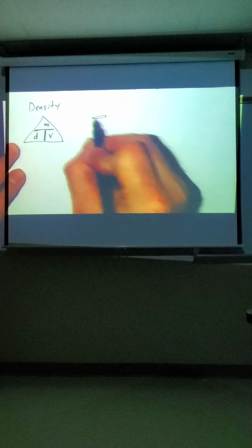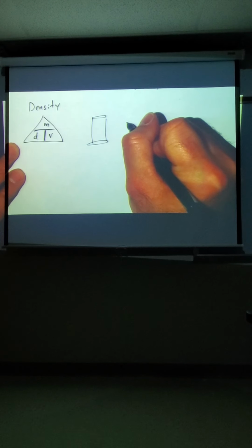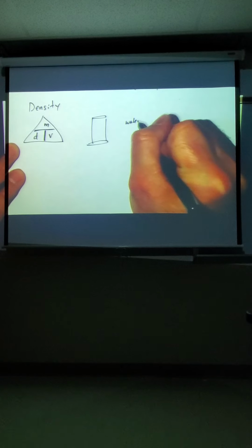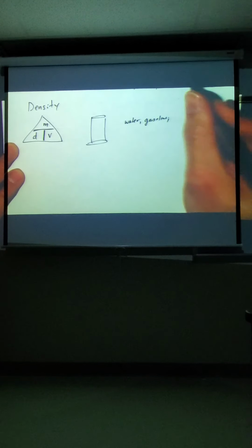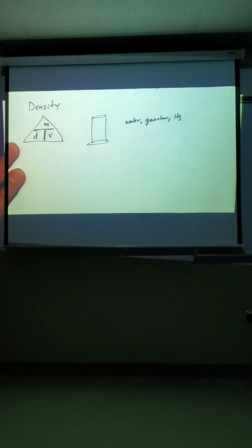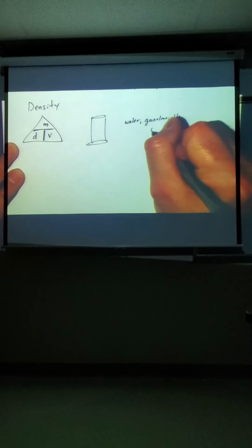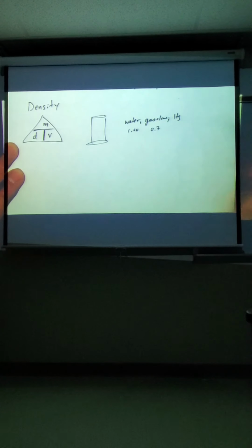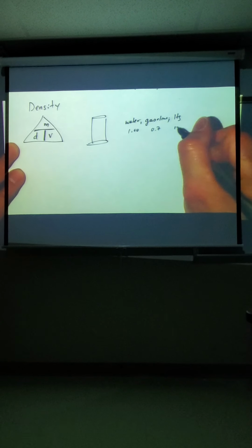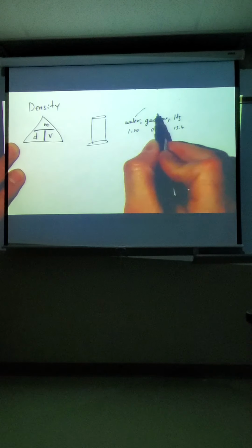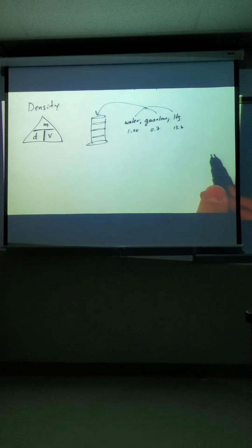So if you were to have a graduated cylinder, and you throw in three things, let's say it's water, some gasoline, and some mercury. The densities for those, this is in your notes as well. Gasoline is 0.7, water is about 1, it's like 0.999. And then mercury, very dense at 13.6.